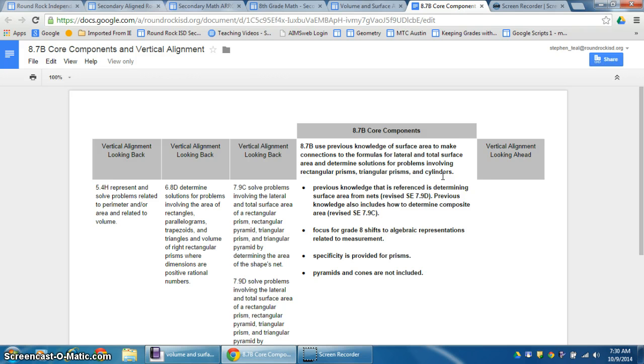Also very interesting is that the cylinder is the only common shape of your two readiness TEKs. So you are going to find the volume of a cylinder, and you are going to find the surface area and total surface area of the cylinder, and work with problems that do both. We've got specificity. Again, pyramids and cones are not included here. Pyramids and prisms were not included in the volume TEKs.